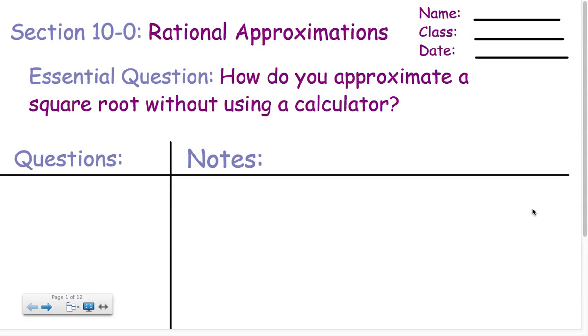Rational Approximations. Essential question: How do you approximate a square root without using a calculator? So this lesson is all going to be about approximating and estimating decimals for square roots. Please do not use a calculator for this lesson.